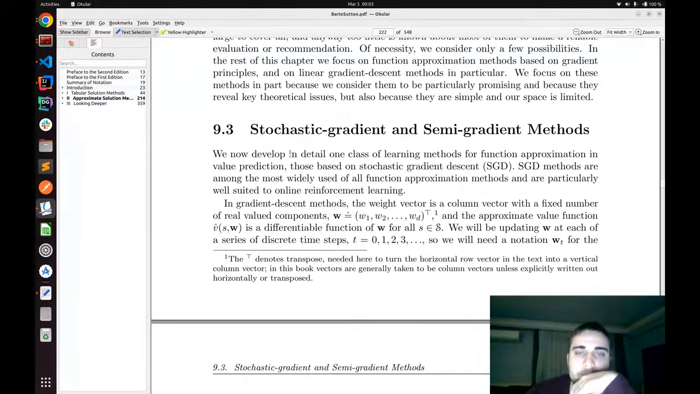We now develop in detail one class of learning methods for function approximation in value prediction. Those based on stochastic gradient descent (SGD) are among the most widely used of all function approximation methods and are particularly well suited to online reinforcement learning. In gradient descent, the weight vector is a column vector with a fixed number of real-valued components.